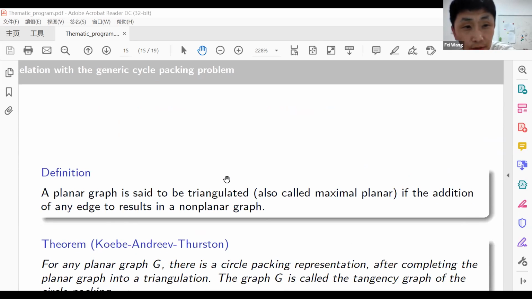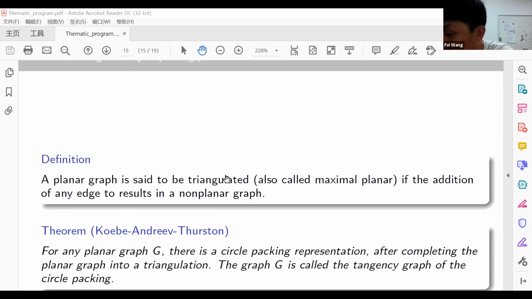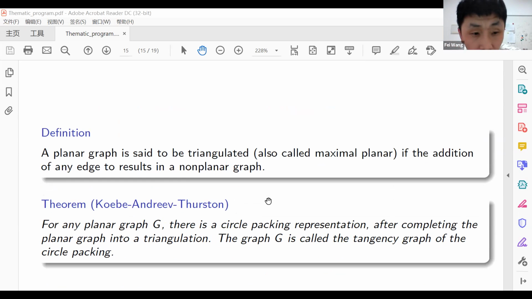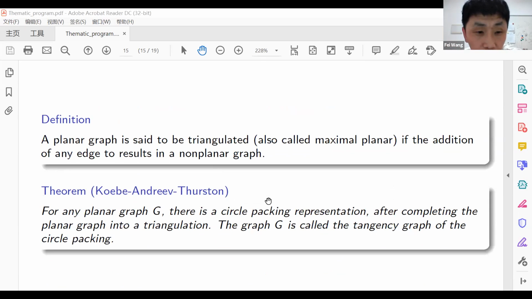So yeah, let's see the connection with the generic packing problem. A planar graph is said to be triangulated, or also called maximal planar, if the addition of any edge results in a non-planar graph. So we have this well-known KAT theorem: for any planar graph, there is a circle packing representation after completing the planar graph into a triangulation. The graph is called the tangency graph of the circle packing.